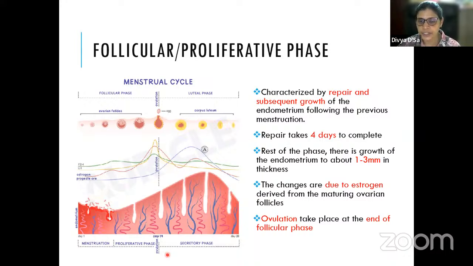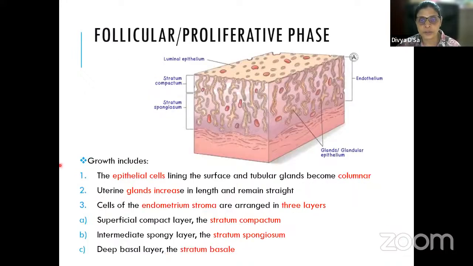And the repair initially takes 4 days, and the rest of the phase is the growth. So it initially grows up to 1 to 3 millimeters in thickness, and the responsible hormone is estrogen. So here, what growth occurs?